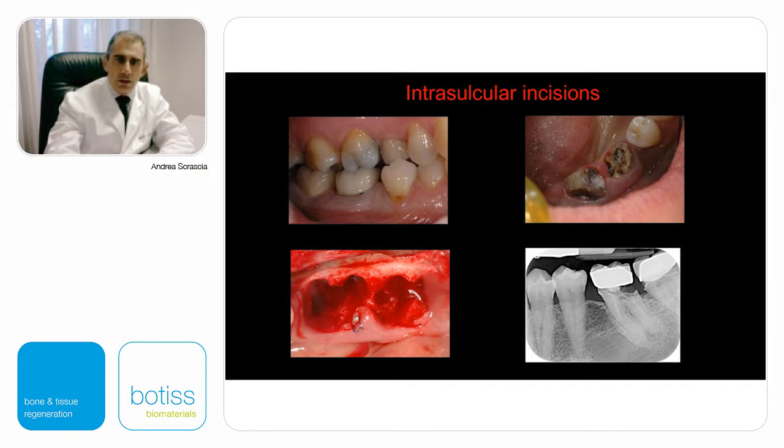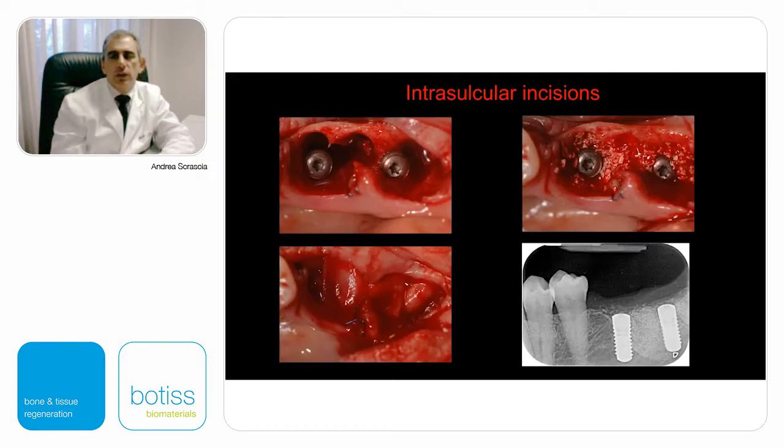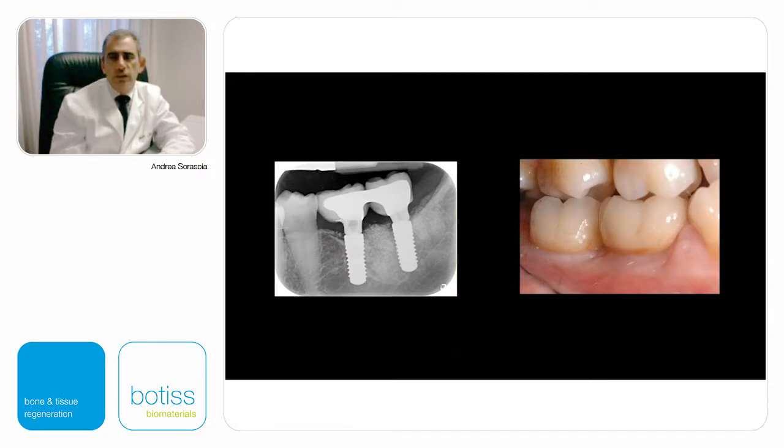After this, I proceed to insert the implants immediately after the extraction in an ideal position, filling the intrabony defect using heterologous bone and positioning 2 layers of resorbable membrane to undergo epithelialization of the peri-implant tissue. And this is the result after 5 years follow-up.